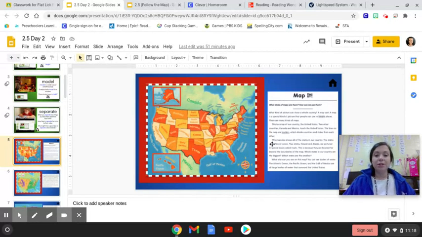So the map that you see on your screen is a map of the United States. And you can also see Canada and Mexico in this map too. But this is a map of our country, the United States. So Miss Bella's going to read this to you, and we're going to learn some more about maps, okay? So here we go.